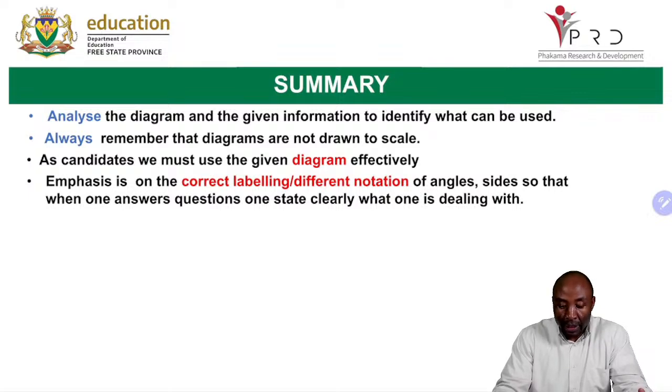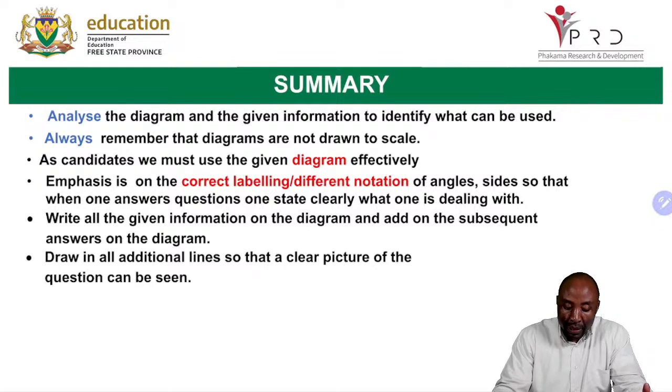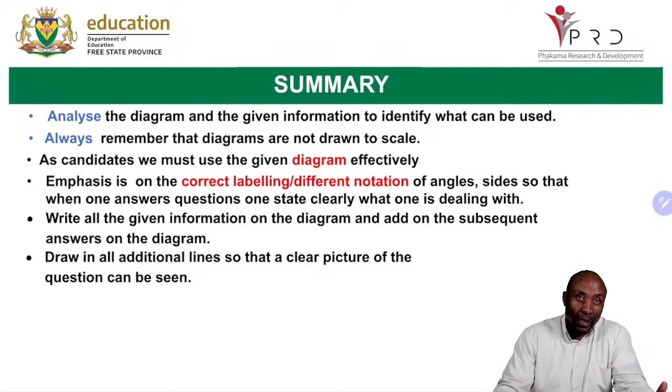As I have indicated, add information to the diagram. It will simplify things. Label correctly. Use the correct notation for angles, sides, and so on. And always add the answers that you are getting to your diagram. It will be helpful to get marks there. I've mentioned this one. We add information to the diagram. We draw additional lines so that it's clear what we are answering. Remember the angle between QR and a line. You must be able to draw a line so that you're able to visualize and see.